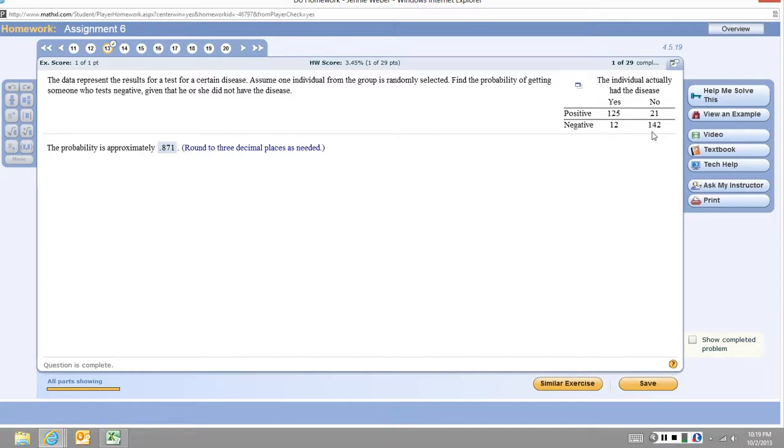And so obviously our probability is higher for the negative because we know they didn't have the disease. And that's the idea of conditional probability. We already know one factor, so we're able to weed out a group and therefore give us a better probability of what we're looking for.